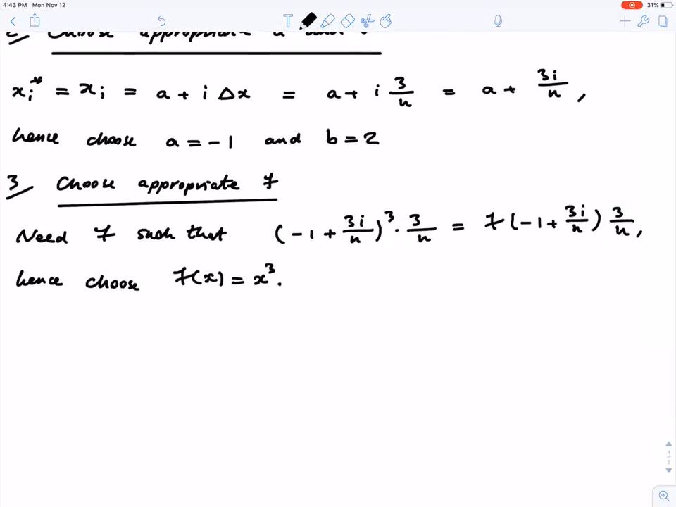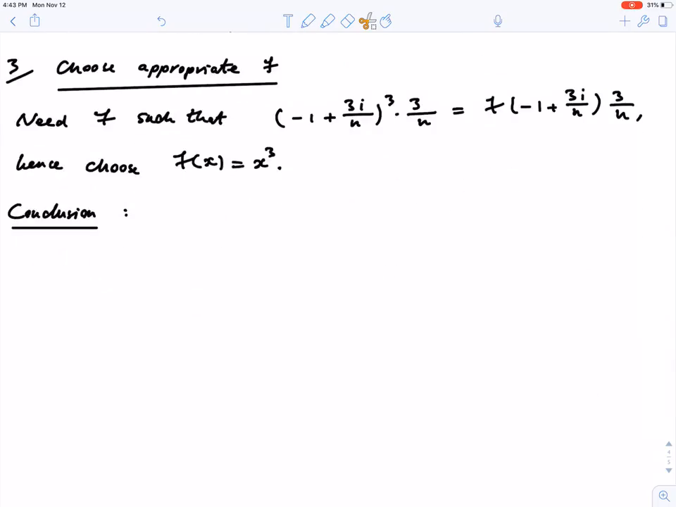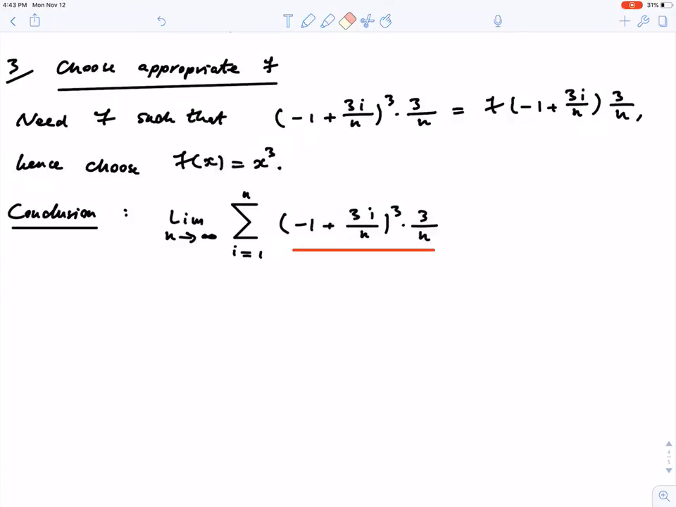So what's the conclusion of all of this? The conclusion is this evil sum from the beginning is naturally interpretable as a definite integral. Namely, the definite integral from, what did I choose? Minus 1 to 2 of x cubed dx. Okay, so this is a tricky procedure. I really recommend you look through it very carefully. It's the kind of thing that turns up in tests, it's the kind of thing that turns up in homework. Like I said, I wanted to go through it really carefully because it's a difficult procedure.